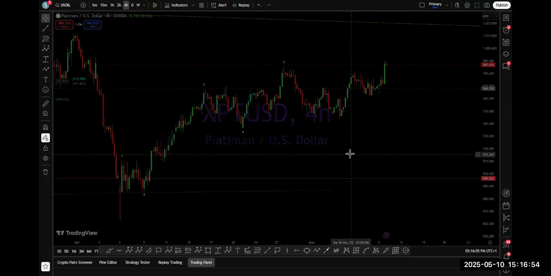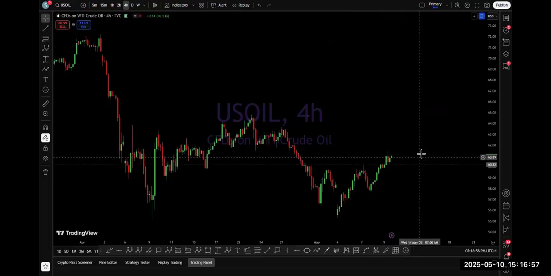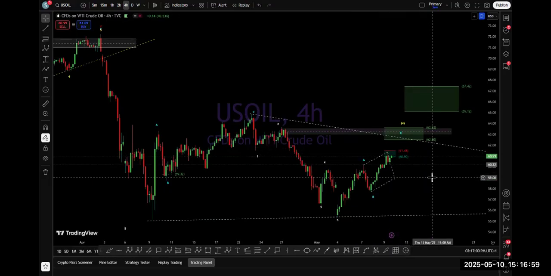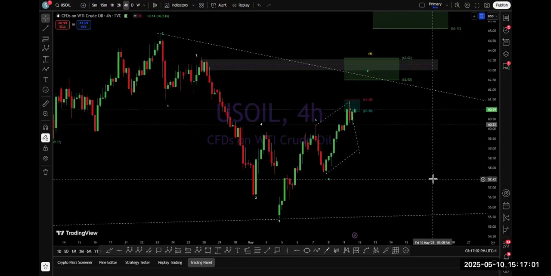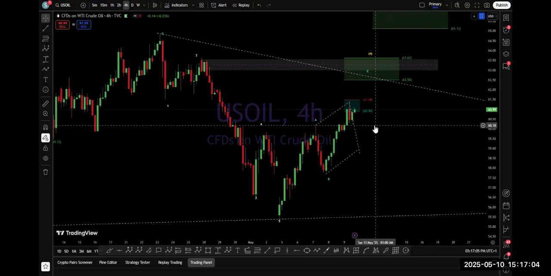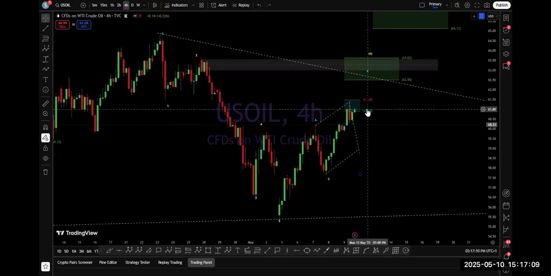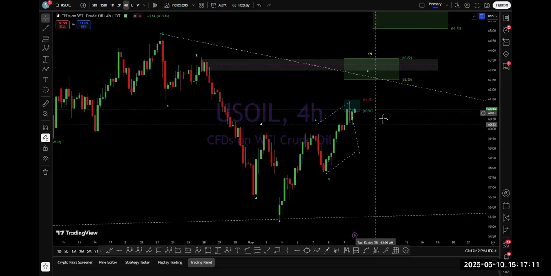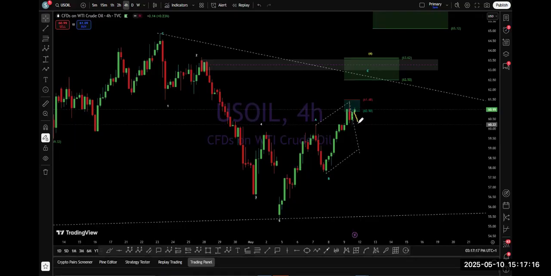Platinum, let me skip it for now. Oil is one of my favorites. We are looking for it to come here, the minor reversal zone. So what I expect on oil is a little drop to this zone, then selling continues towards 50 or below 50 or near 50. So that's my take on oil.